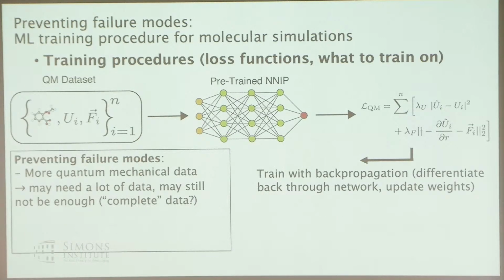So how do we prevent these failure modes? We come back to this training procedure, where we've trained this neural network on quantum mechanical data the whole time, on theory and simulation data. A natural way you could prevent these failure modes is to get more QM data. Active learning would be one way to do this. Some challenges there are that you might need a lot of data, and it might still not be enough. If you want to go to the really long time scales that we care about, you may inevitably always keep running into these failure modes.